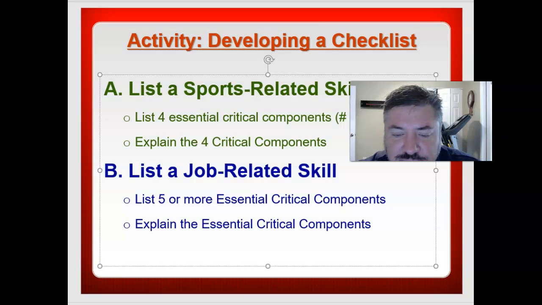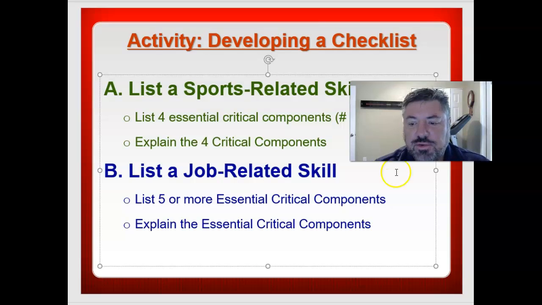All right, now that you've completed A, let's move on to B, and we're going to do a really similar activity, but we're going to do it for a job-related skill. So list a job-related skill. This could be something you do in the professional career of coaching, teaching, being an athletic trainer or physical therapist, working as a personal trainer, a strength and conditioning coach, an athletic director, a facility manager.